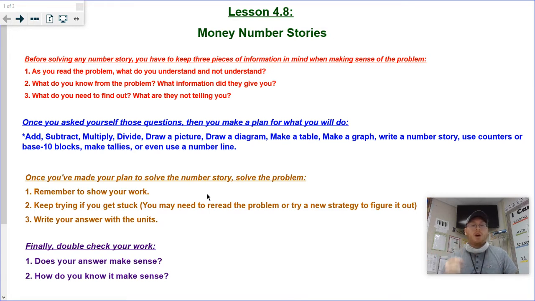Two, keep trying if you get stuck. I see this a lot in students.